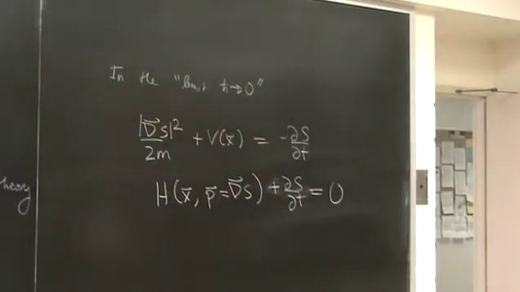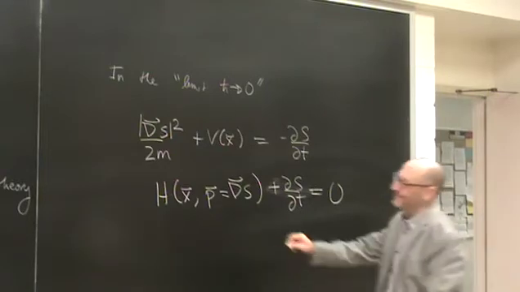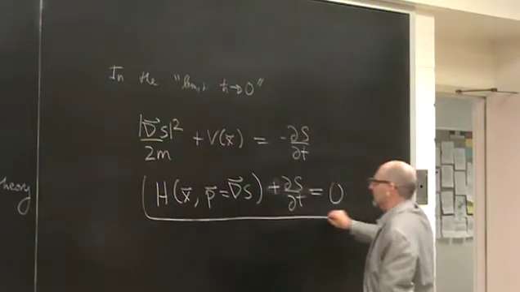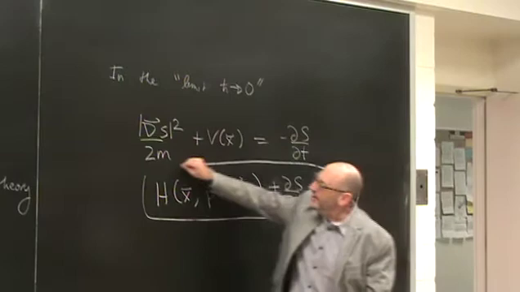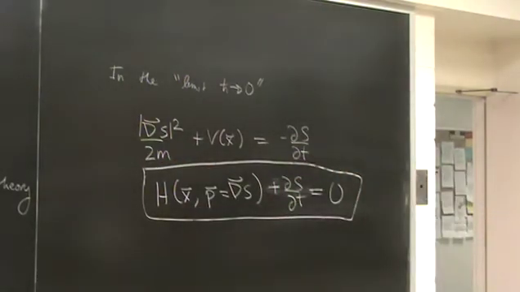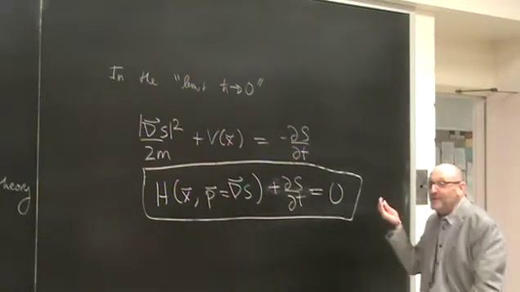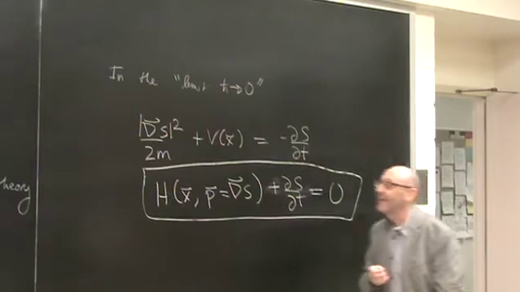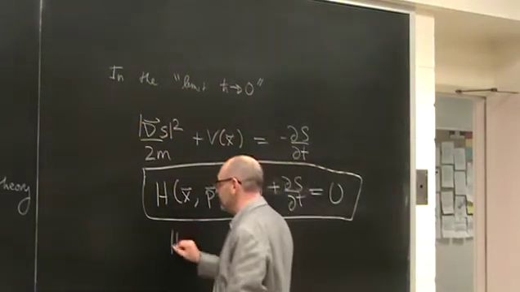This equation actually has a name in classical mechanics. You probably haven't studied it, and you probably never will because you never take 503 anymore. But it's an important equation in classical mechanics, and it has a name. It's called the Hamilton-Jacobi equation.